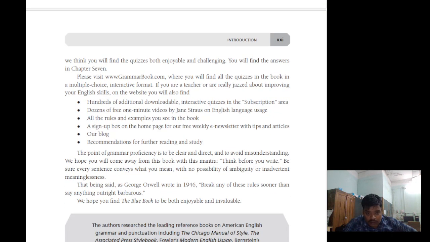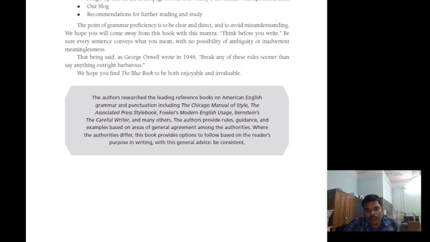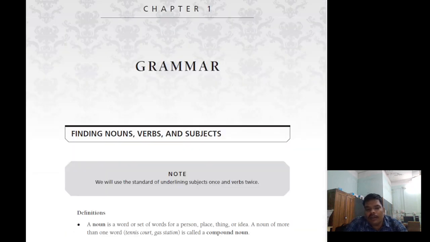The point of grammar proficiency is to be clear and direct and to avoid misunderstanding. We hope you will come away from this book with this mantra: Think before you write. Be sure every sentence conveys what you mean with no possibility of ambiguity or inherent meaninglessness. That being said, as George Orwell wrote in 1946, break any of these rules sooner than say anything outright barbarous. We hope you will find the Blue Book to be both enjoyable and invaluable. And now, the Chapter 1 Grammar Starter.